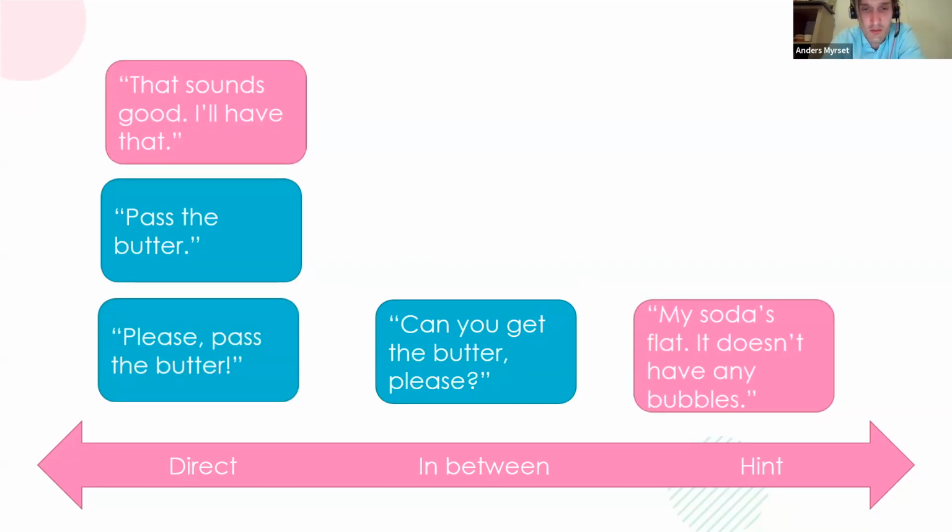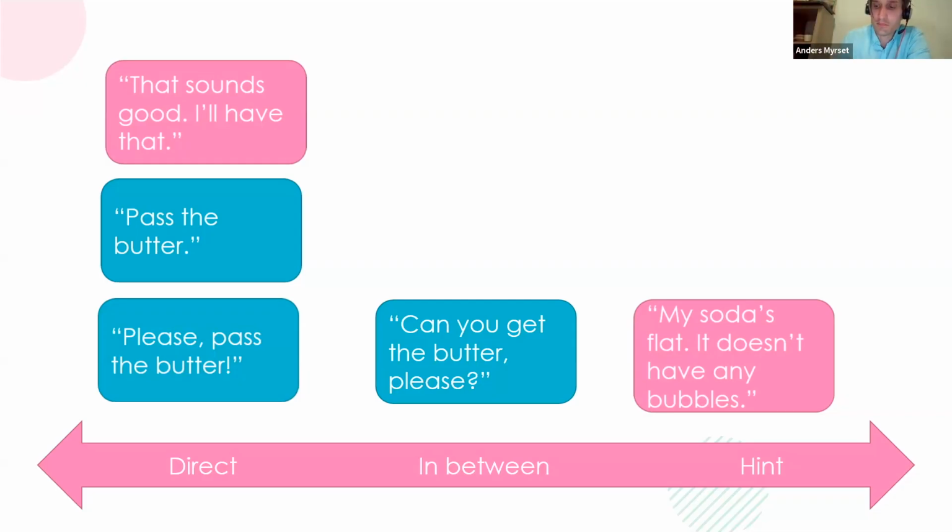We have an in-between or a conventionally indirect, as it's called in the field, and then a hint or a non-conventionally indirect. Following this, we would show them a table with each of these strategies that you see at the bottom here on the continuum. And then we would give them linguistic examples, a range of examples for each.